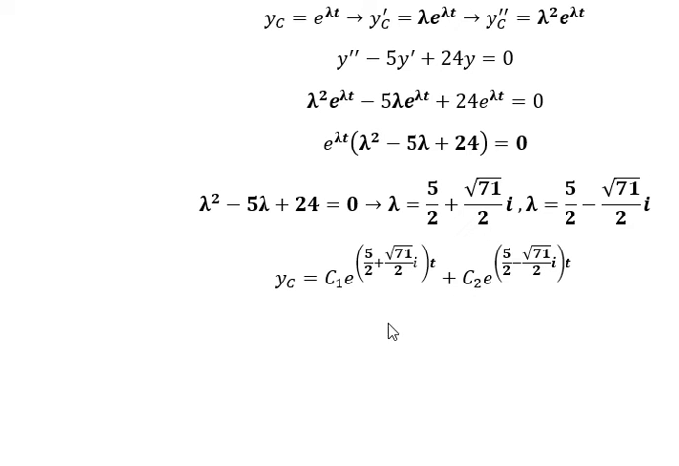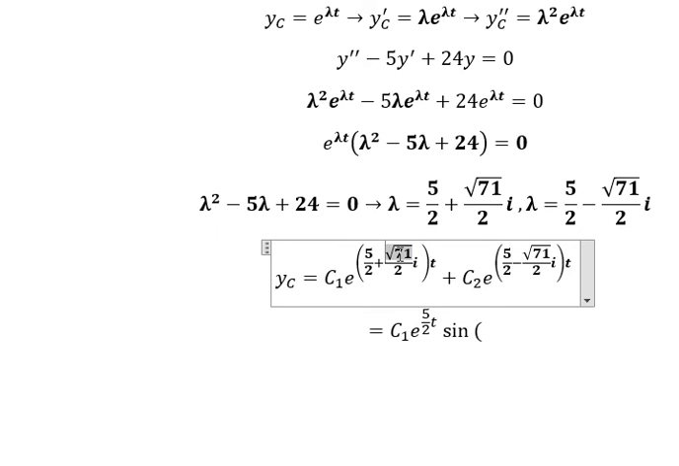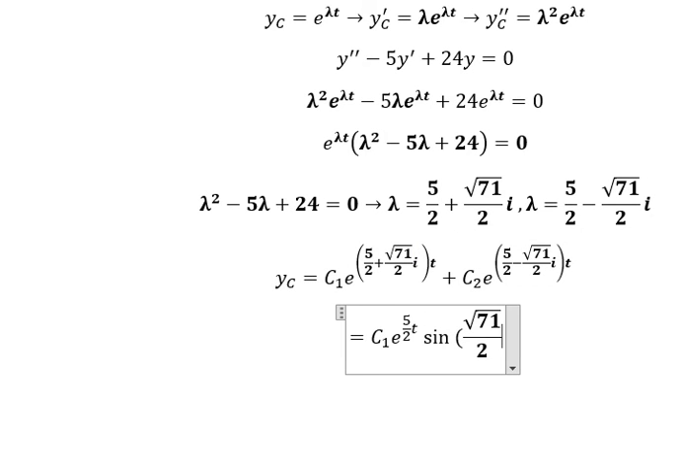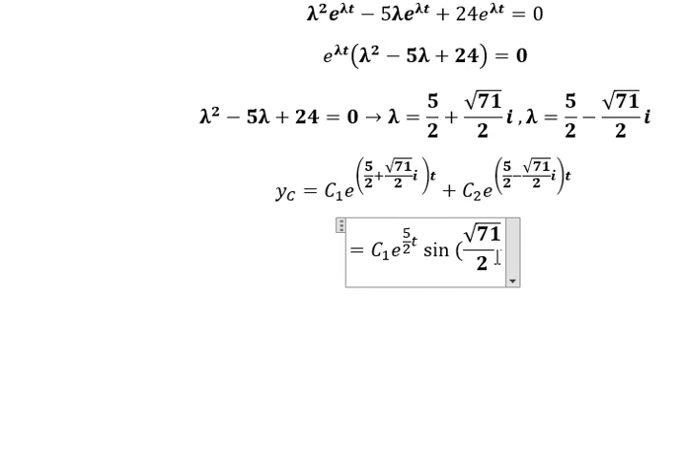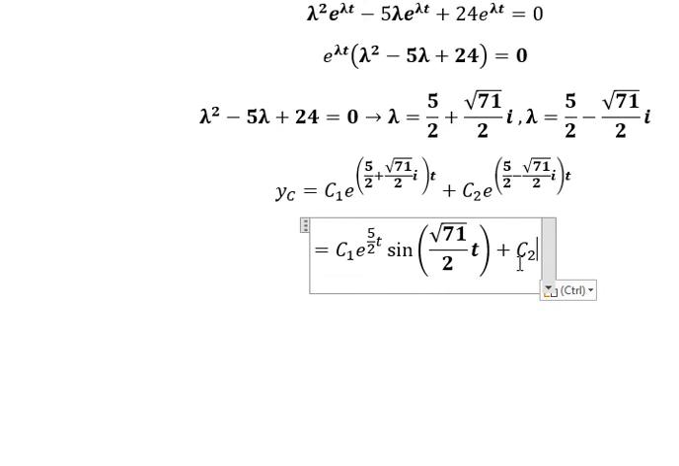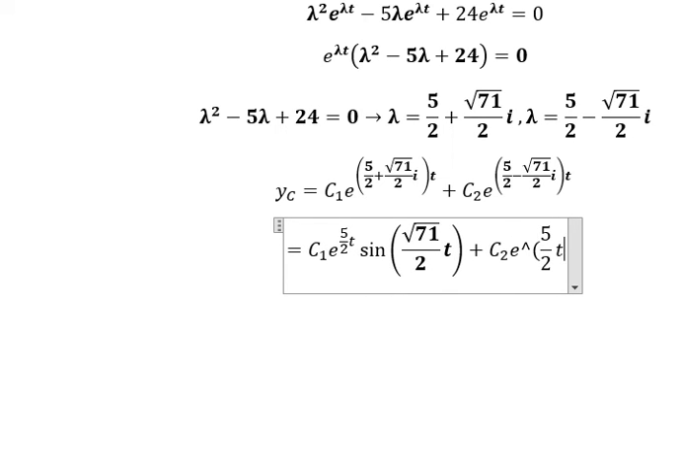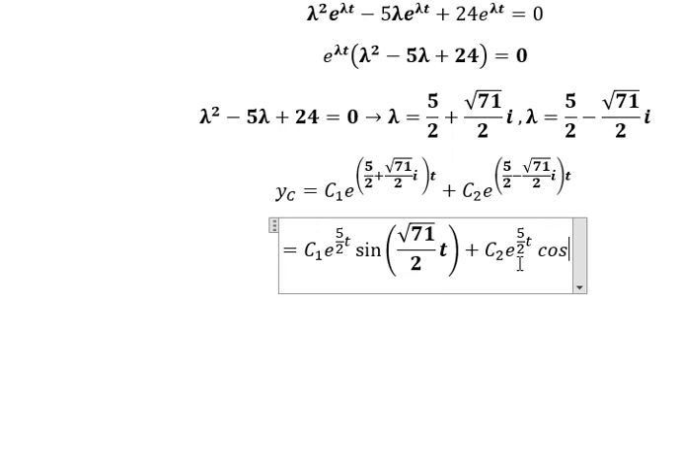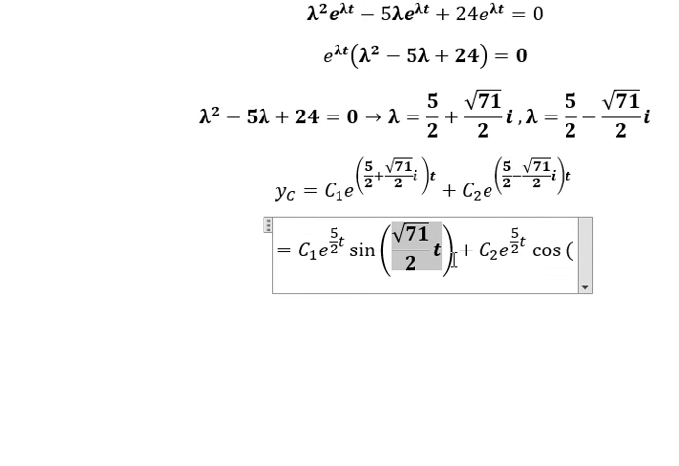So in this situation, we can write it another way. That should be c number 1, e to the power of 5/2t, and we have sine of the square root of 71 over 2, and we have t in here. And we have c number 2, e to the power of 5/2t cosine of the square root of 71 over 2t.